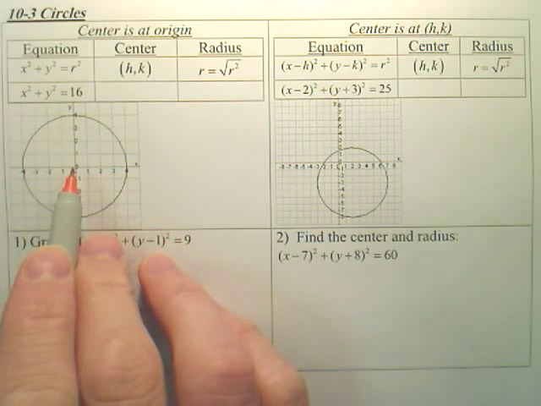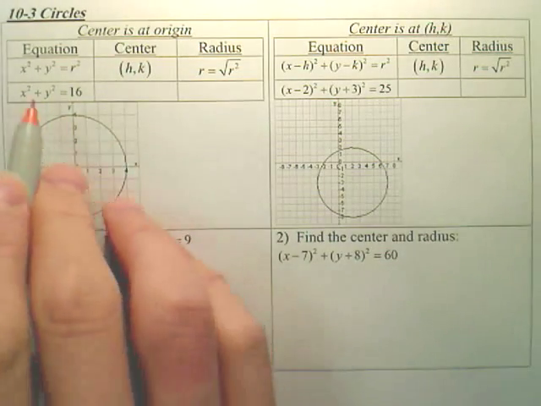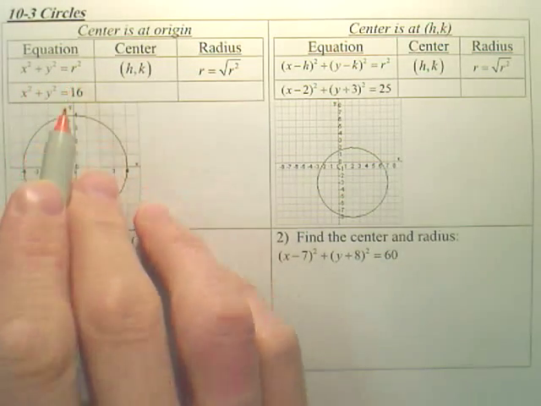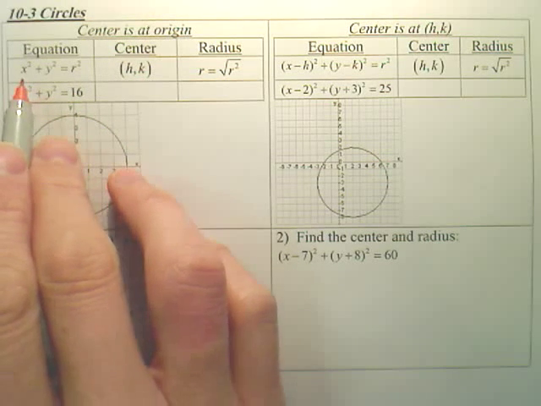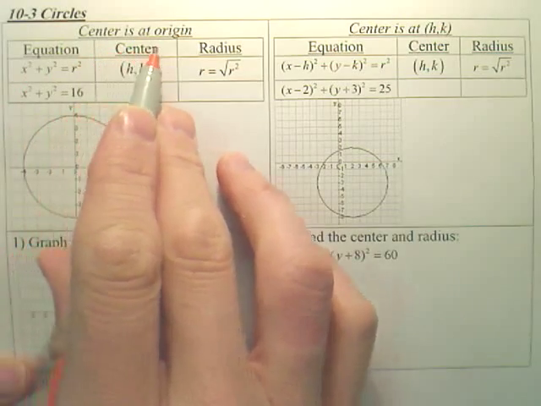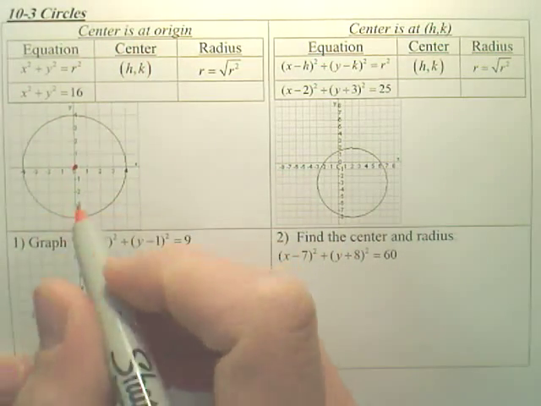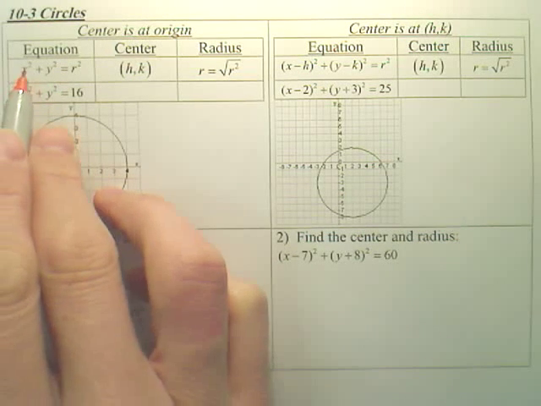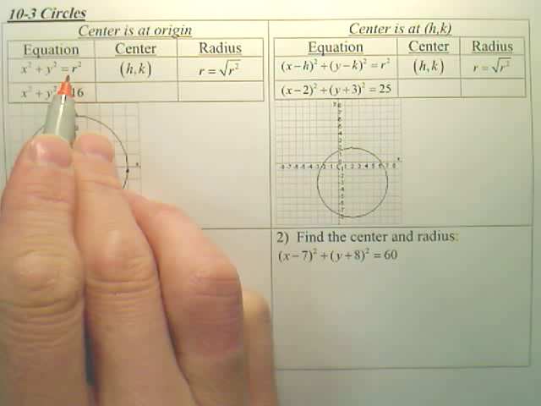This is the equation for this particular circle. This is the general form of a circle. Now, for general forms of circles where the center is at the origin, see the center right here? The center of the circle is right at the origin. It always is x squared plus y squared equals r squared. R stands for your radius.